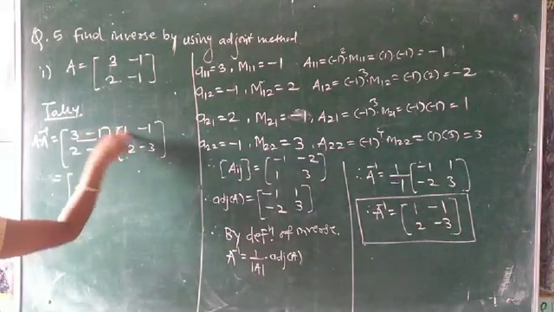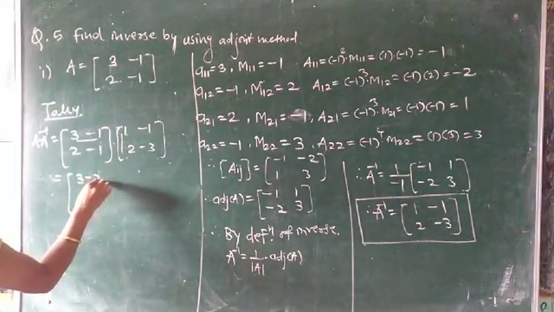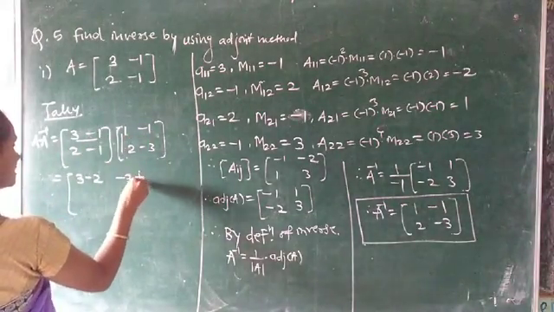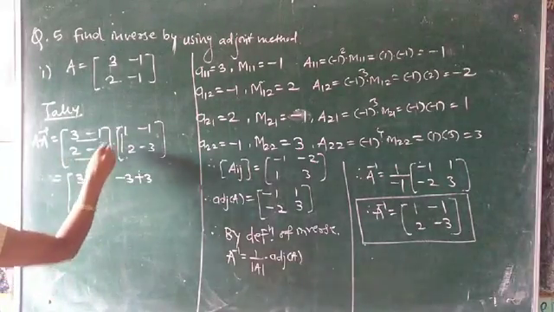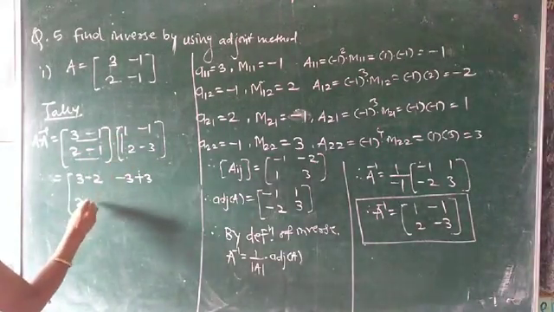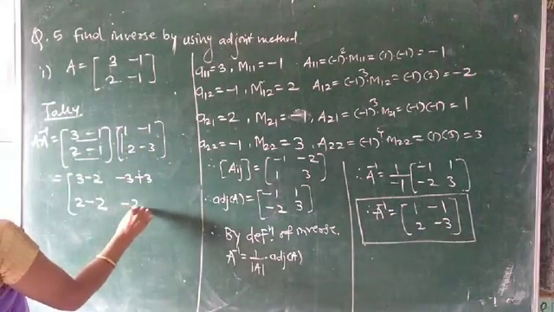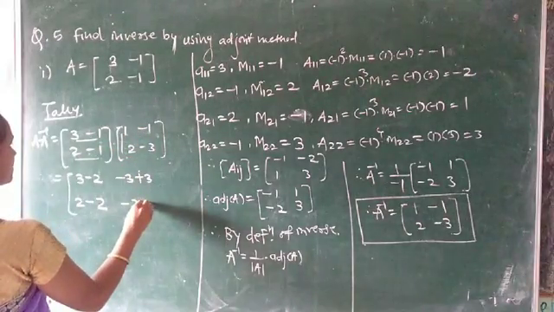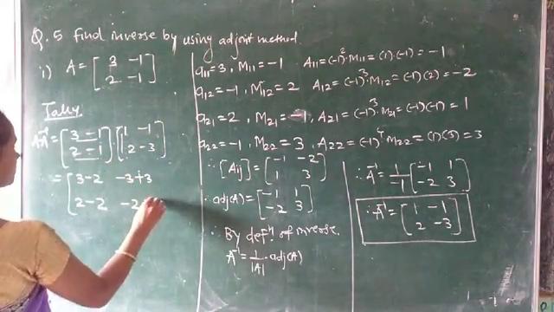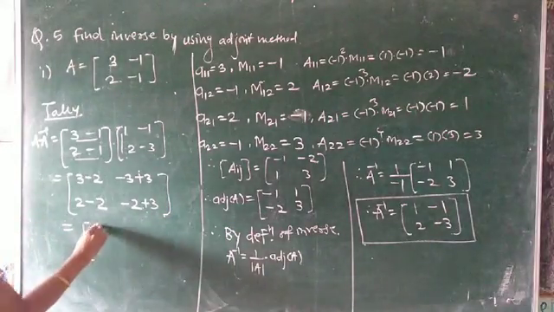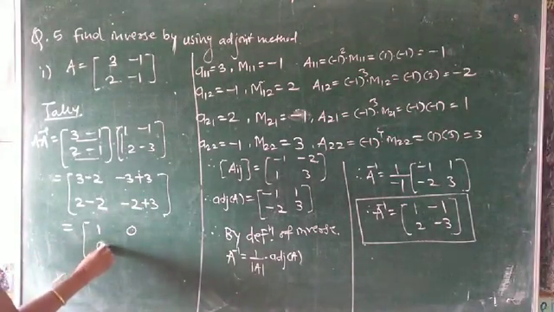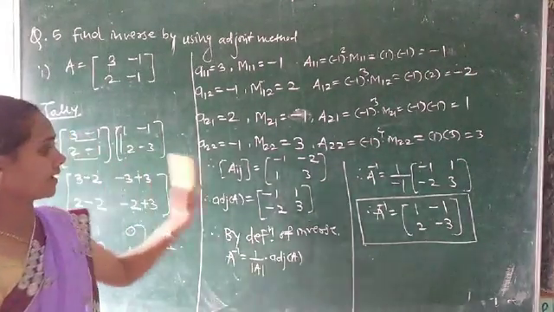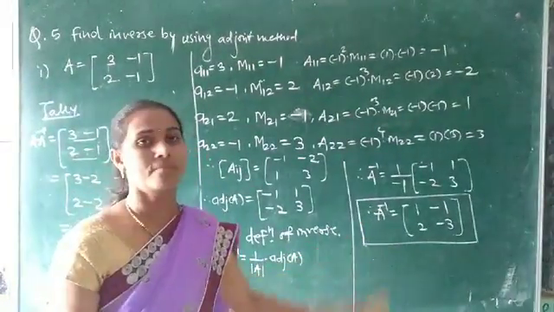So first row, first column: 3 into 3 is 9, minus 1 into 2, minus 2. Now next, 3 into minus 1, minus 3, minus minus, plus 3. Second row: 2 into 1 is 2, minus 1 into minus 2 is plus 2. 2 into 1, and then minus 1 into minus 2. Then 3 minus 2 is 1, minus 3 plus 3 is 0, 2 minus 2 is 0, minus 2 plus 3 is 1, which is equal to identity. So the product of A and A inverse is identity. Therefore, the inverse of the matrix is correct.